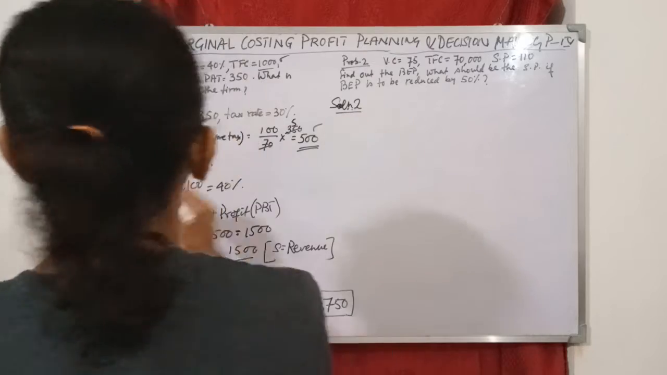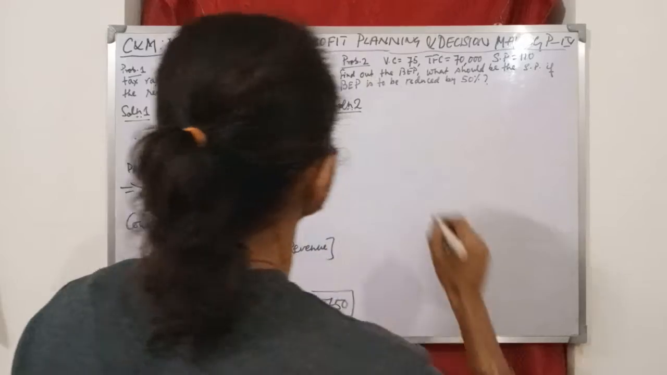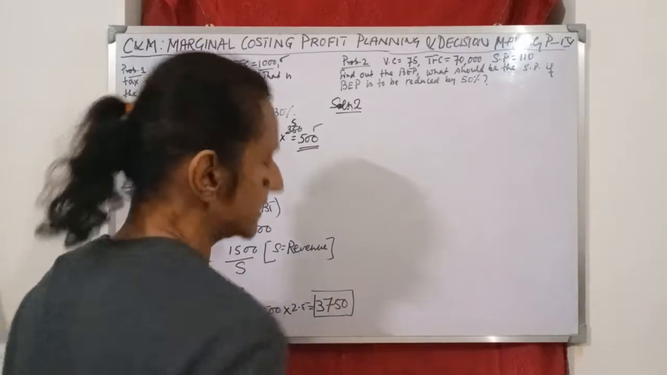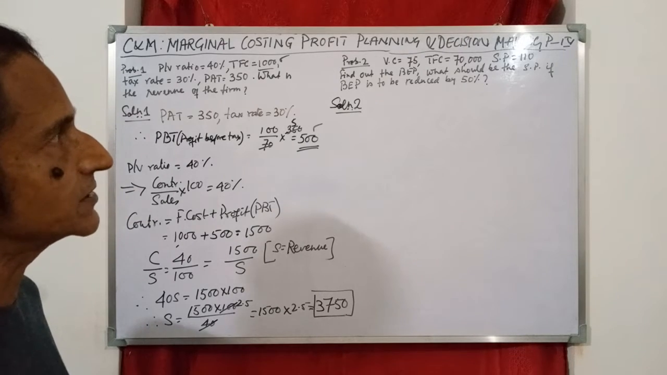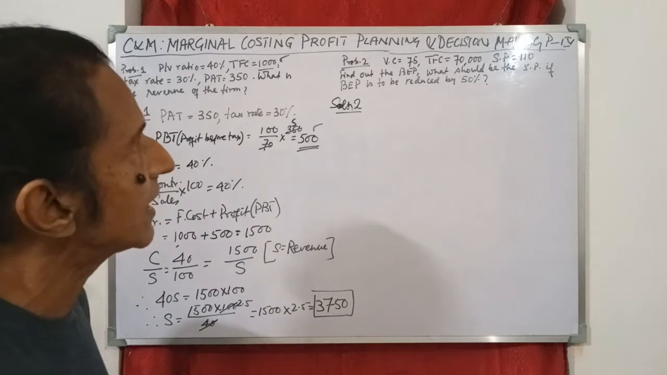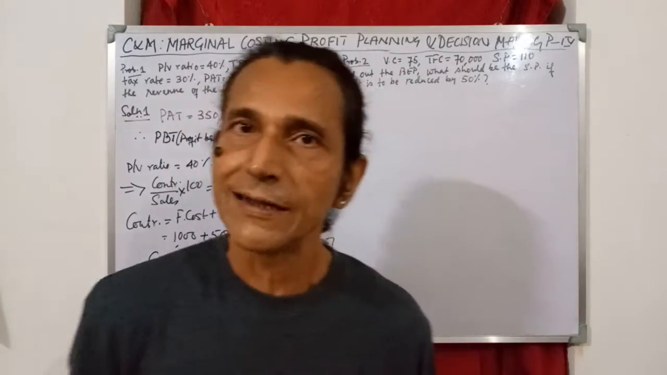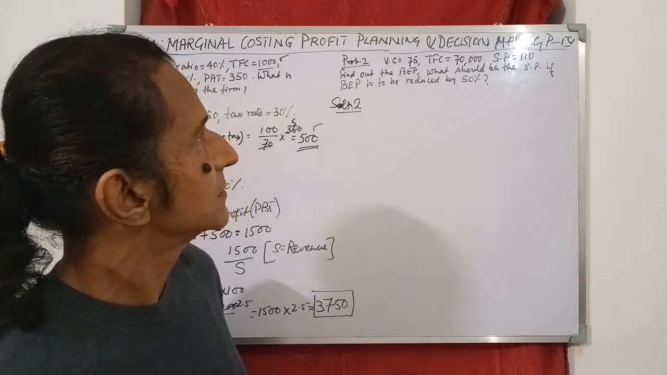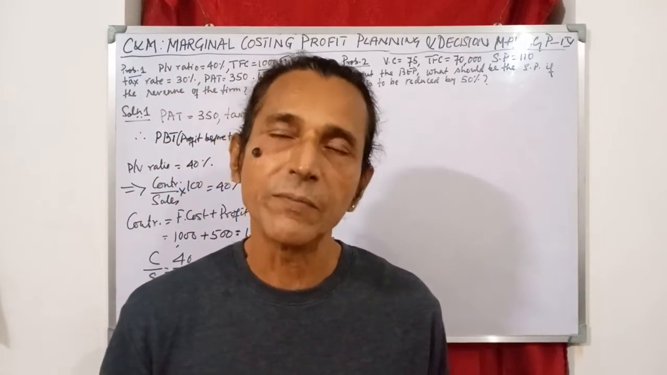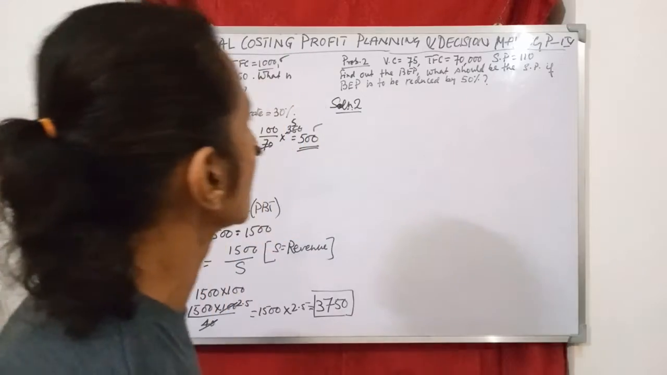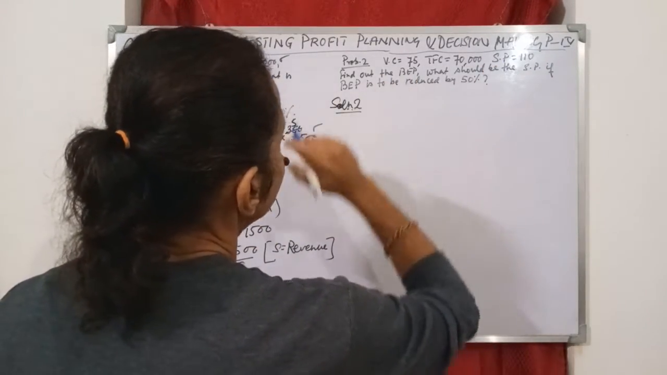Solution 2. What is the problem? Variable cost is 75, TFC is 70,000, selling price is 110. We have to compute the BEP and the price that should be charged if the firm wants to reduce the BEP by 50%. So we start with selling price and variable cost.